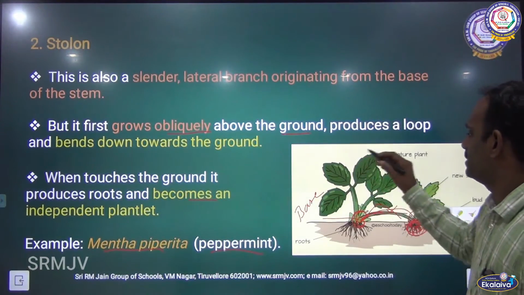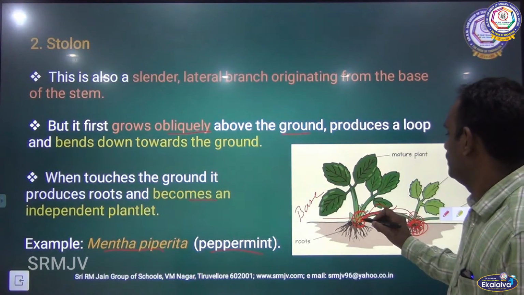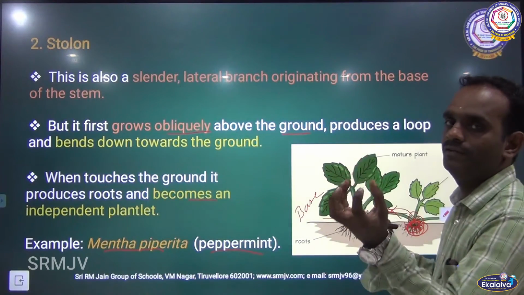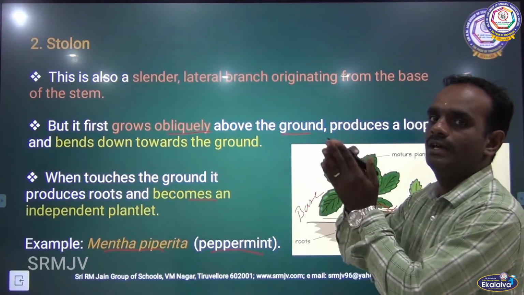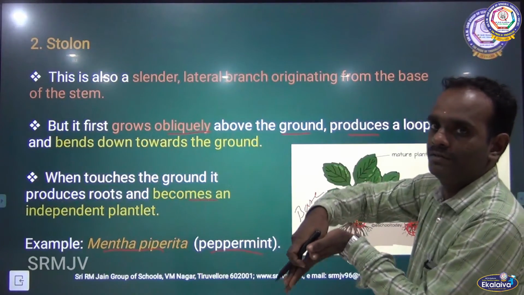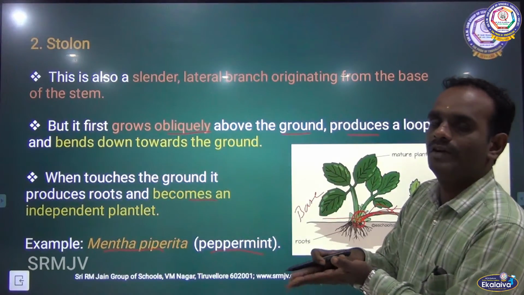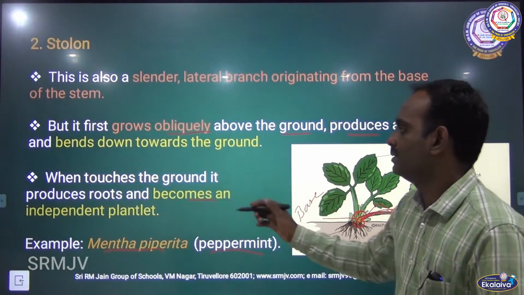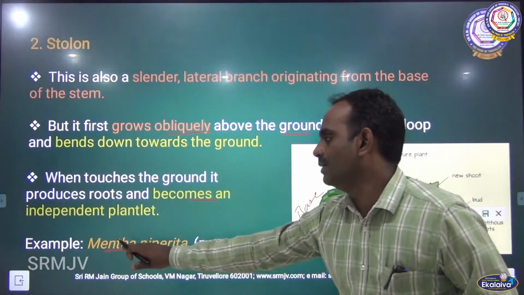See here, this is a plant, and this is a branch from the base. It is a long slender lateral branch originating from the base of the plant. Initially it grows obliquely above the ground, produces a loop, and suddenly bends towards the ground. When the branch touches the ground, the nodes give rise to roots and it becomes a new independent plant. It is seen in Mentha piperita.